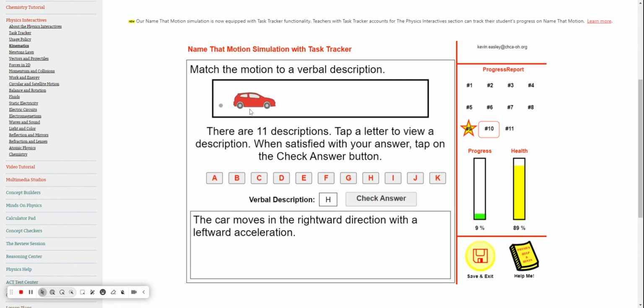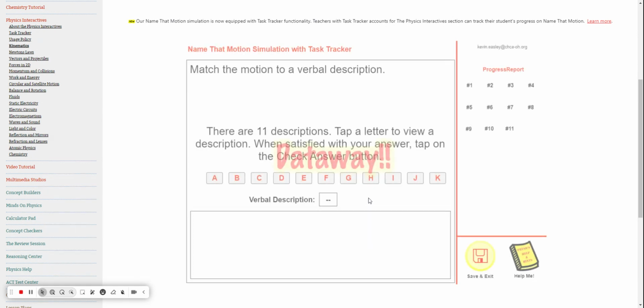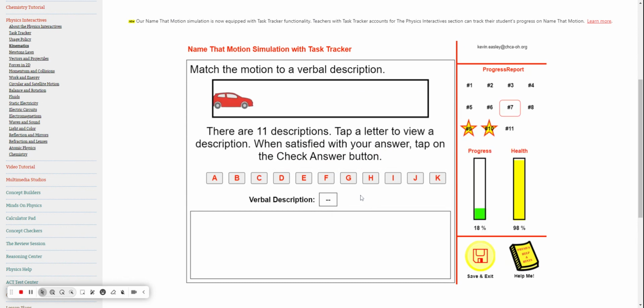The car is moving to the right, and it is slowing down. And so the acceleration is actually in the opposite direction of the motion, which is to the right. So we'll check that one. Yay, we got that one right.